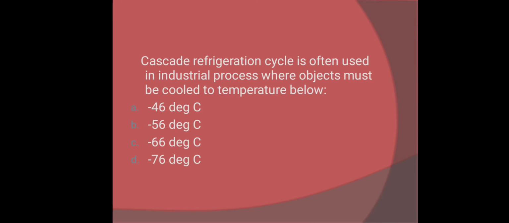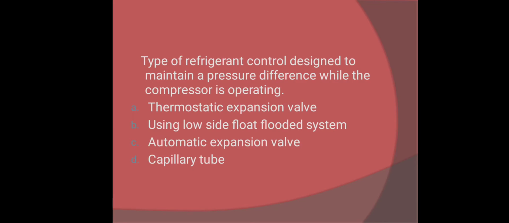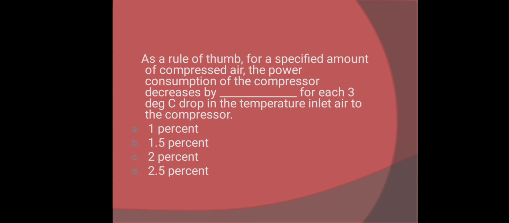Next, Cascade Refrigeration Cycle is often used in industrial process where objects must be cooled to temperature below negative 46 degrees Celsius, letter A. Next, type of refrigerant control designed to maintain a pressure difference while the compressor is operating. Sagot natin dyan ay capillary tube. Next, as a rule of thumb, for a specified amount of compressed air, the power consumption of the compressor decreases by blank for each 3 degrees Celsius drop in the temperature of inlet air to the compressor. Sagot yan ay 1%, letter A.